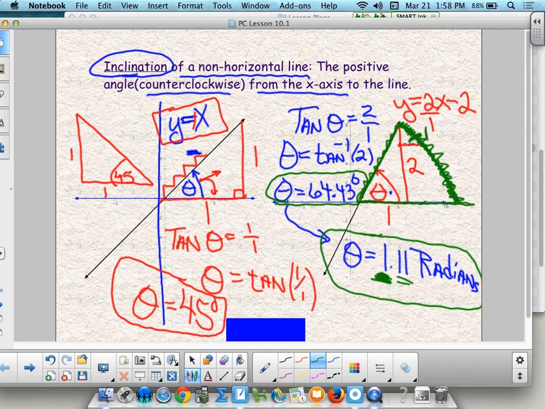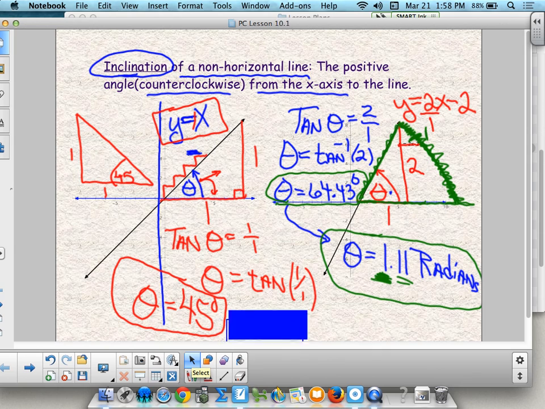64.43. All right, so what this amounts to, if you want the angle of inclination, is you will be looking for an angle, and the angle right here.